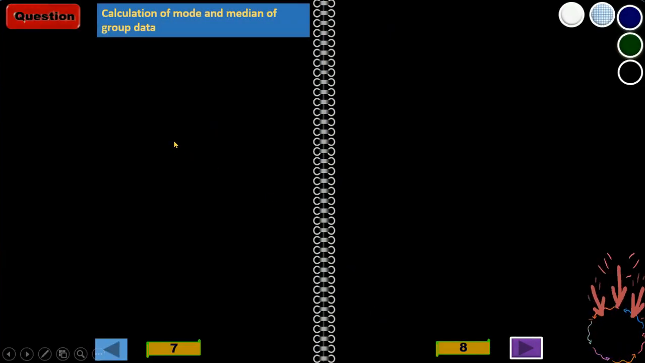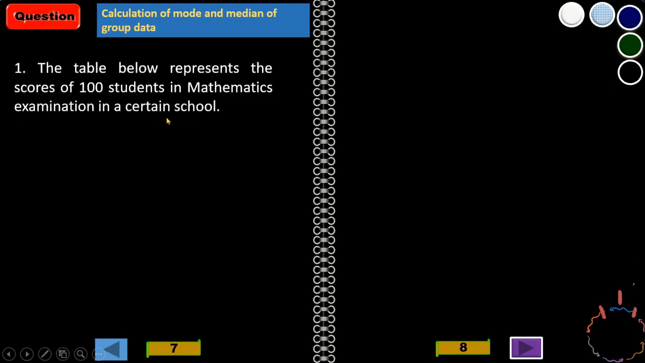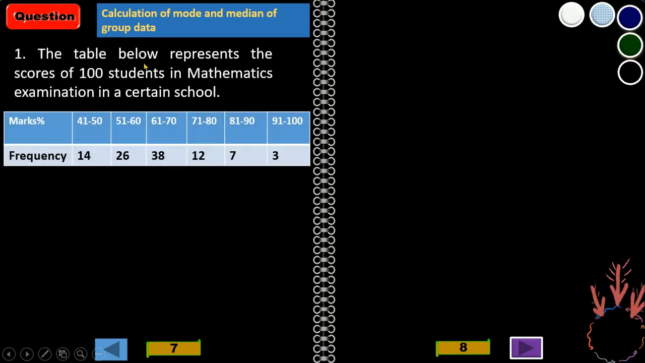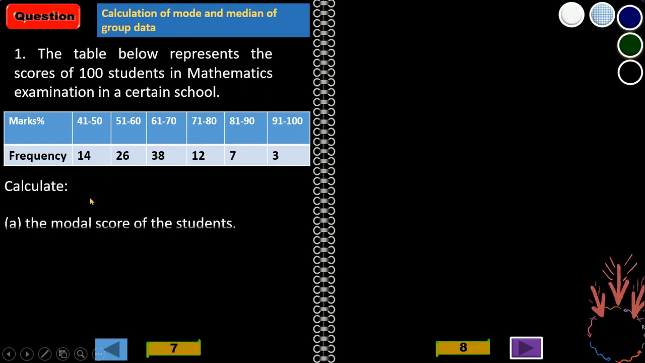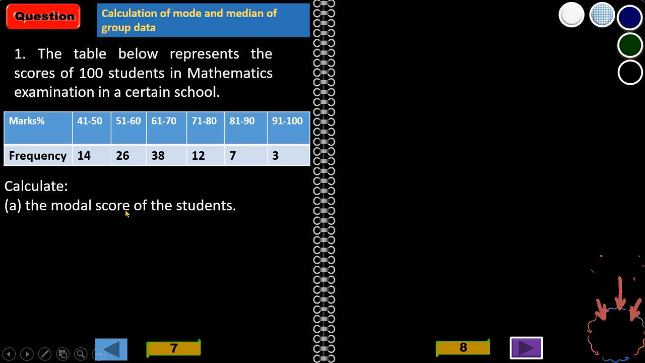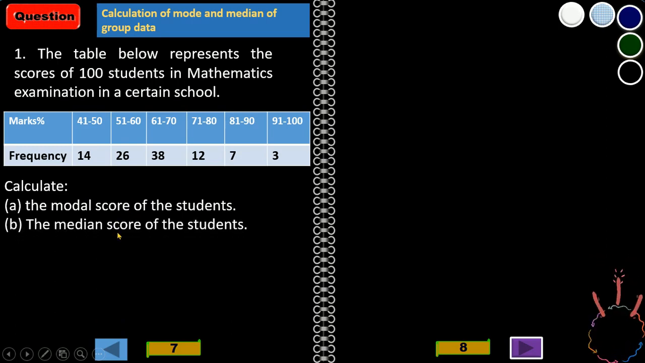Now let's answer questions. The table below represents the scores of 100 students in a mathematics examination in a certain school. Calculate A, the modal score of the students; B, the median score of the students. Let's solve these questions together now.